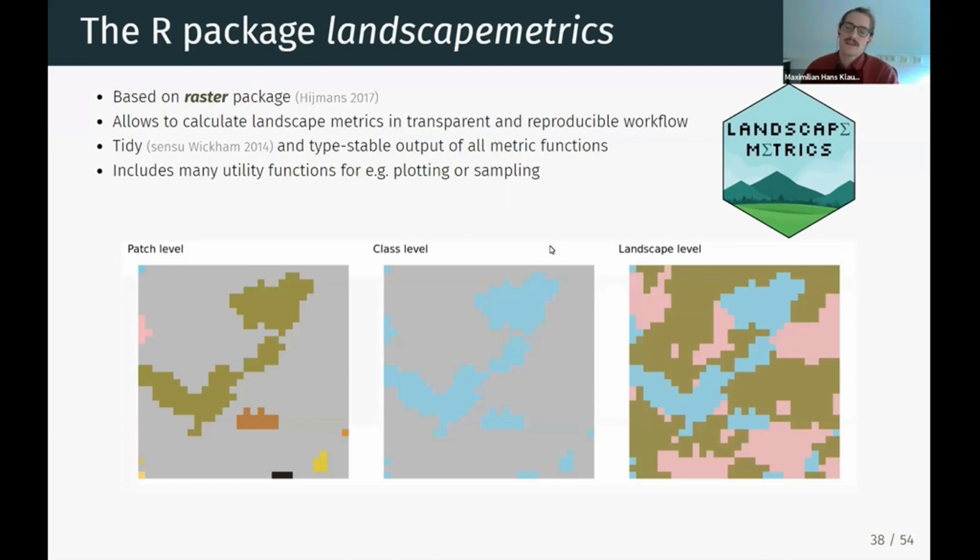And again, a short overview. You can calculate landscape metrics on three different levels. For example, you can calculate a metric that describes the whole landscape, here on the right-hand side. You can also be interested in just one class, for example, all patches of the blue class, and then you calculate landscape metrics on the class level. And lastly, you can also calculate landscape metrics on the patch level, so each patch will be described by one value.